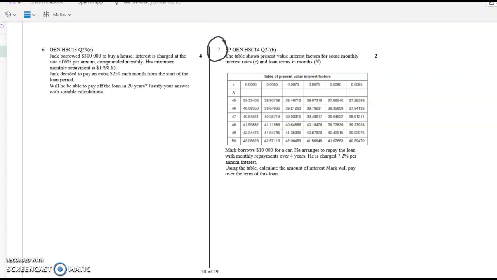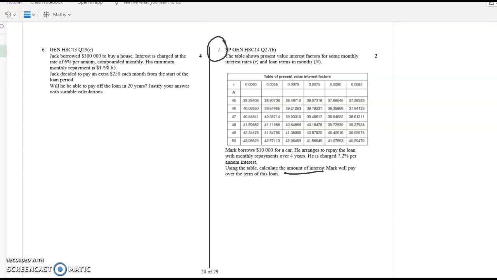Okay, so question 7, it says the table shows the present value interest factors for some monthly interest rates and loan terms in months. Mark borrows $10,000 for a car. He arranges to repay the loan with monthly repayments over 4 years. So a reducing balance loan. He's charged 7.2% per annum interest. Using the table, calculate the amount of interest Mark will pay over the term of the loan. So we've got to find the amount of interest.